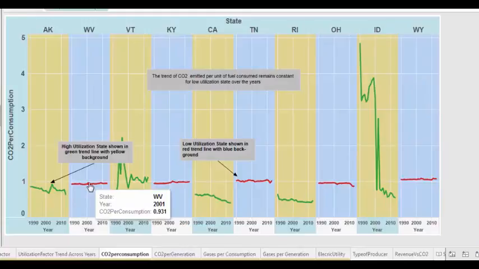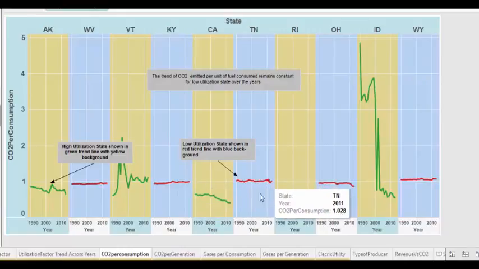In this graph, we have used small multiples to compare the emission of CO2 gases with respect to the consumption, and we found an interesting insight that for the lower utilization states, the amount of CO2 generated remains constant for all the years from 1990 to 2013.